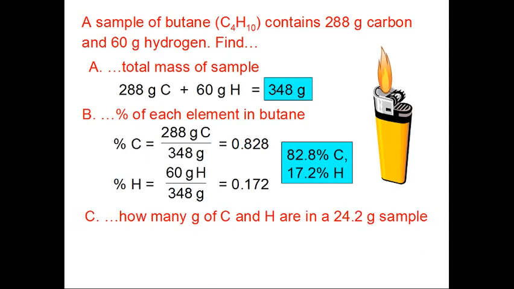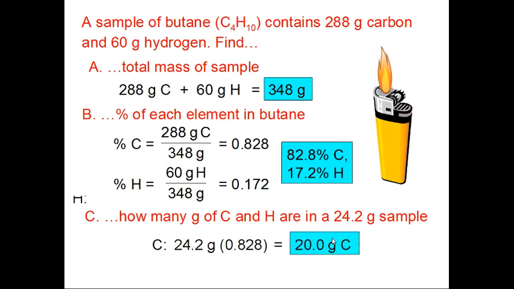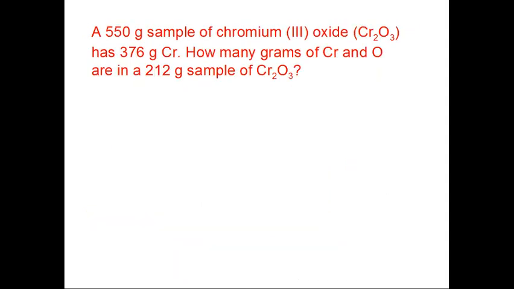Now we can also use that information to help us work on other samples. It says how many grams of carbon and hydrogen are in a 24.2 gram sample. So we have 82.8% carbon, 17.2% hydrogen. You just multiply your percents right here times your grams, and you end up with the parts of your sample. So how much carbon will we have? 24.2 times 0.828, 20 grams. And how much hydrogen will we have? 0.172 times 24.2, get 4.2 grams.